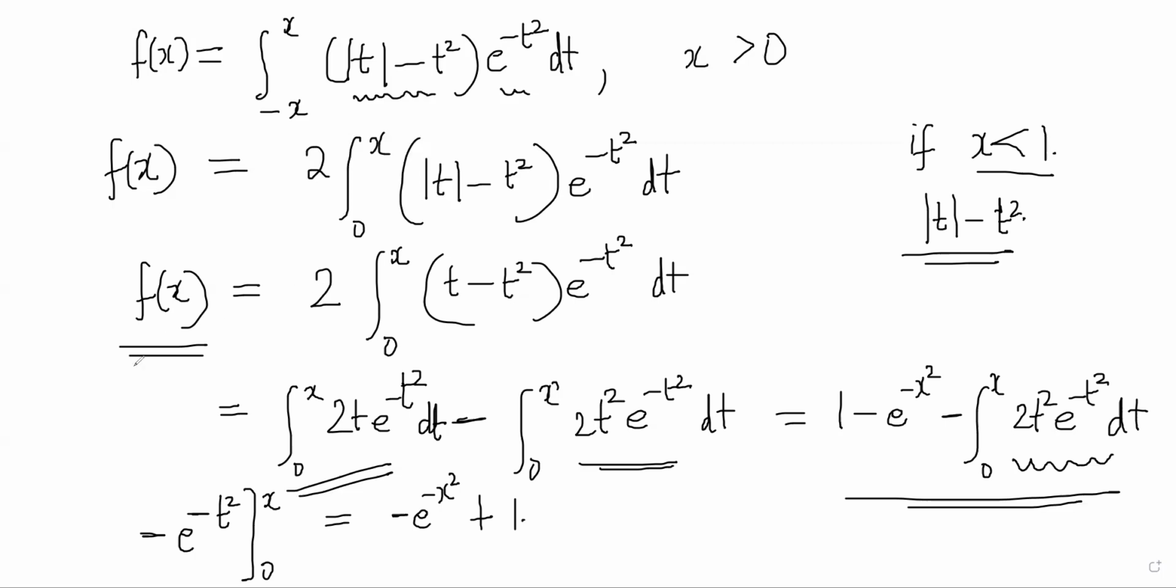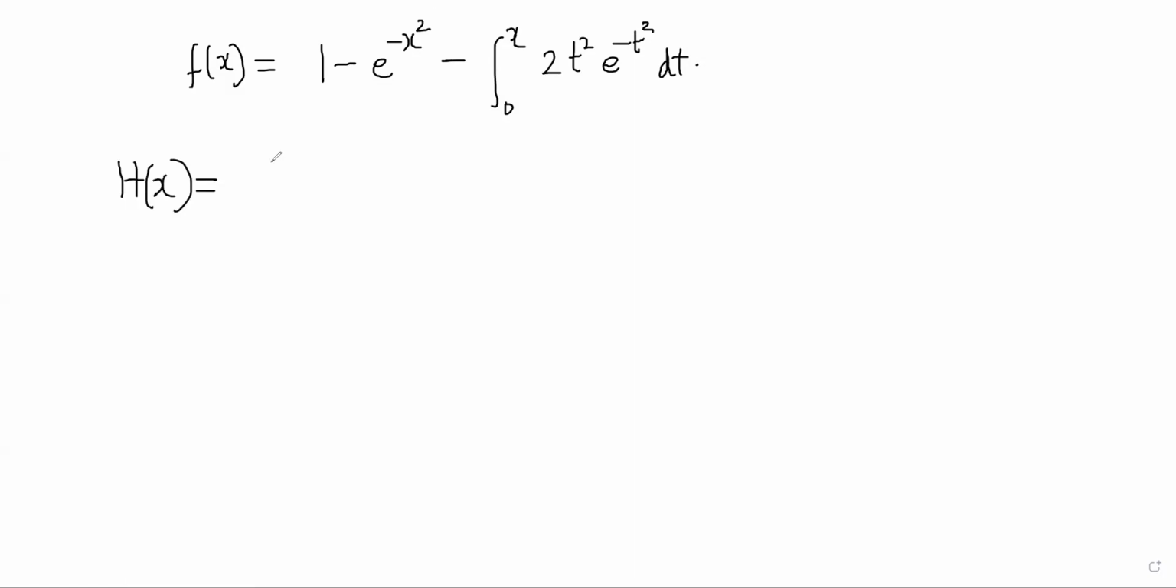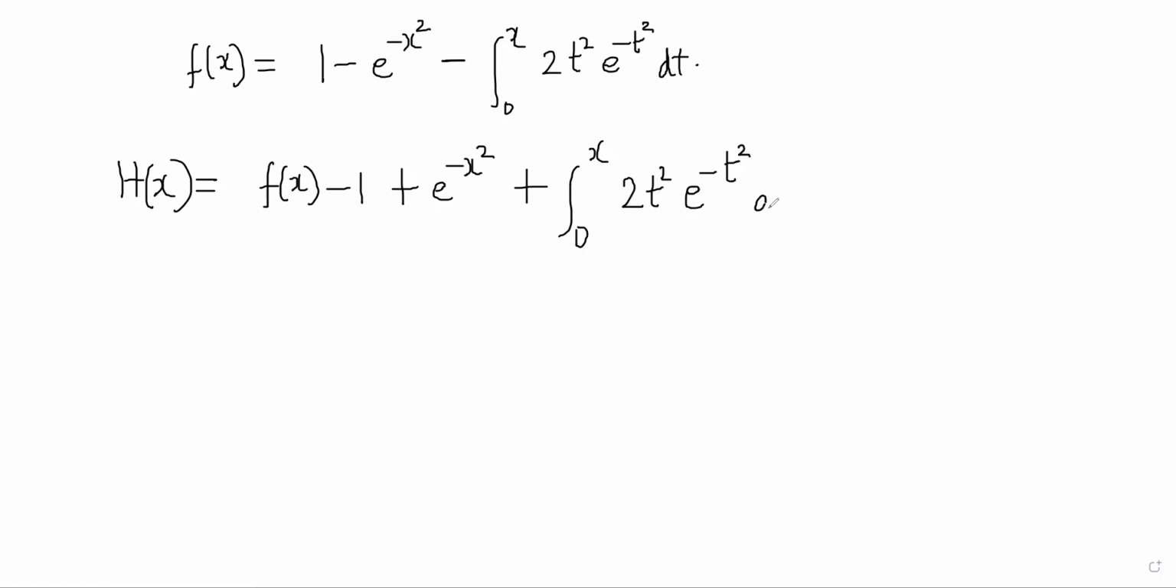Okay, I will keep it as it is for now. I have f of x is equal to 1 minus e power minus x square minus integral 0 to x 2t square e power minus t square dt. And I will define a new function h of x. H of x is equal to f of x minus 1 plus e power minus x square plus integral 0 to x 2t square e power minus t square dt.